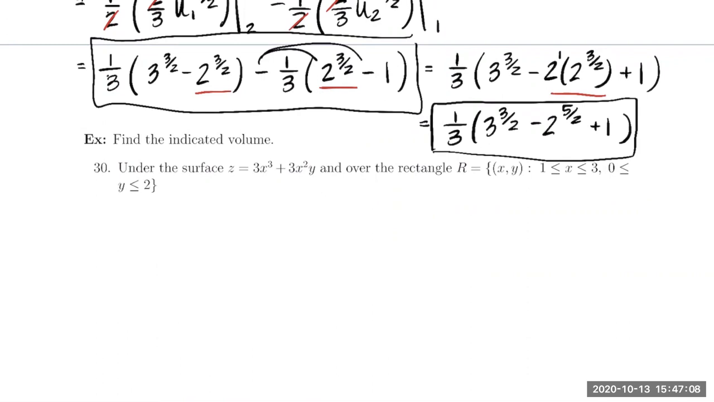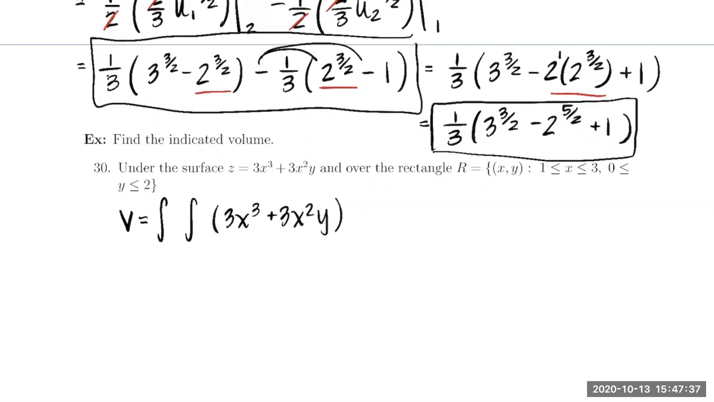All right, so this is going back to that original definition at the top of page 1, which says that the geometric interpretation of the double integral is that it finds the volume under the surface over the region that you're integrating over. So we know that the surface we're integrating is 3x cubed plus 3x squared y. So that surface serves as your integrand.